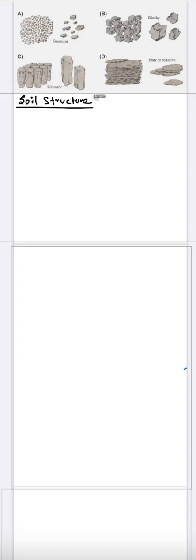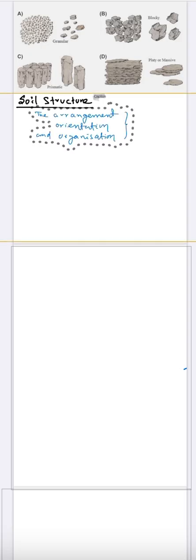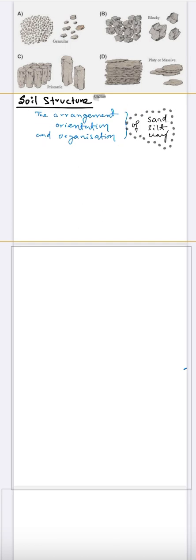So here the soil structure means, three things we have to remember: the arrangement, orientation and organization of the soil separates, that is sand, silt and clay. This is the difference. With respect to soil texture, we have to go for the proportion of sand, silt, clay. But with respect to soil structure, we have to remember the arrangement, the orientation, and the organization of the soil separates. Okay, this is the thing.